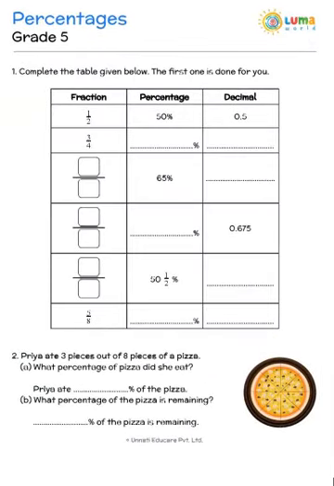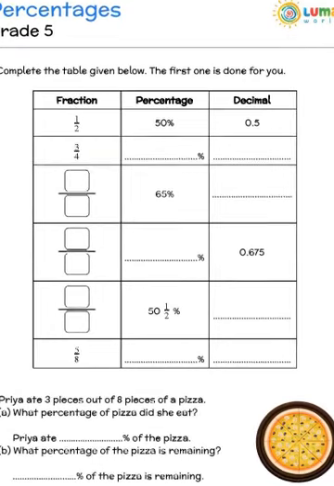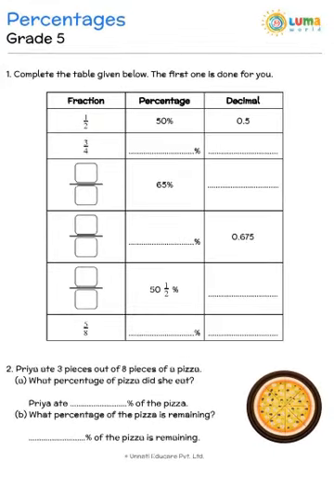Percentages. Let's look at the answer for the first one. We need to complete the table which is given below, and let's see how we need to fill in those blanks. So we have 3 by 4. If you look at the first one, it is 1 by 2, and we have to convert it into a percentage. And how do we do that?